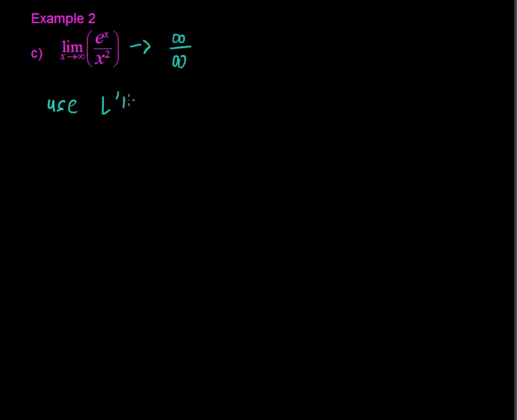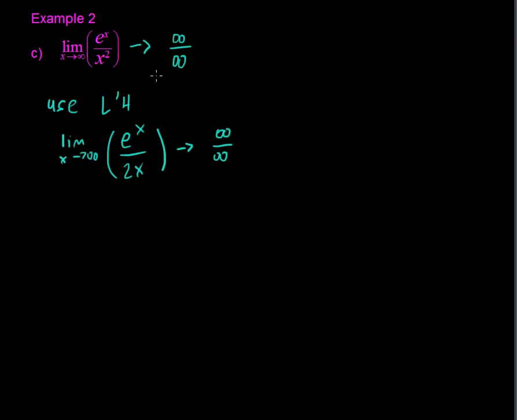Use L'Hopital's rule. Again, tell me that you're doing that. And this becomes the limit as x approaches infinity of the derivative of e to the x is e to the x, and the derivative of x squared is 2x. All right, and we try taking the limit by plugging in infinity here. Again, we're getting infinity over infinity. So it's yet another indeterminate form.